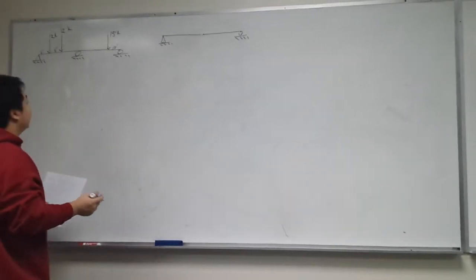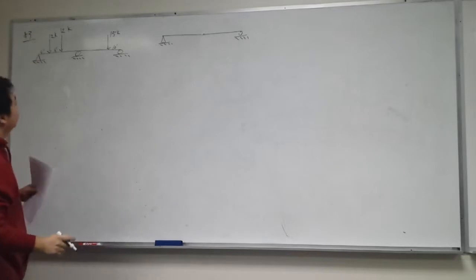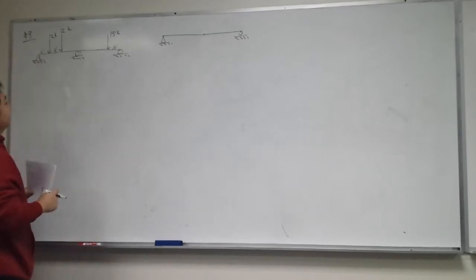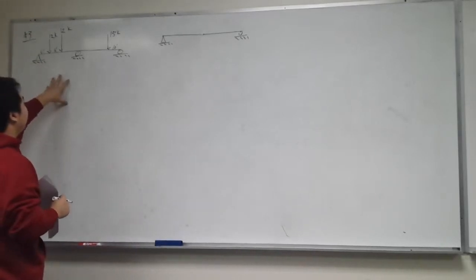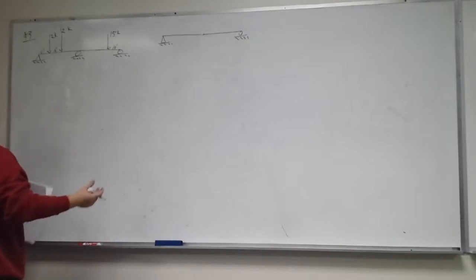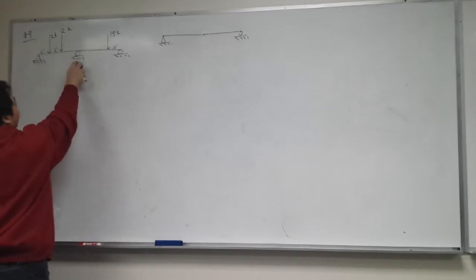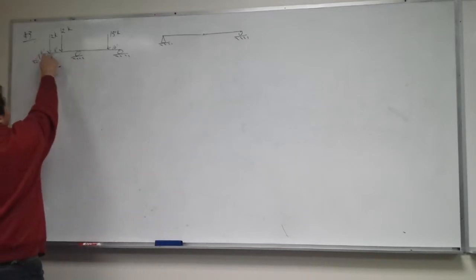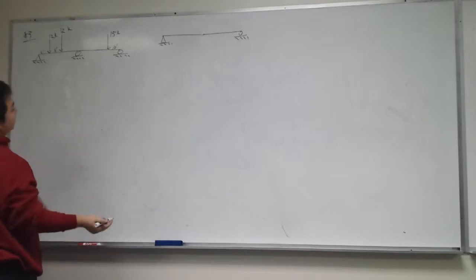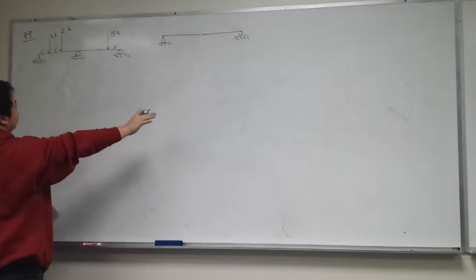Okay, question number 3. You have this. First thing you have to check the determinacy. For the first one, you have 2, 1, 1, so you have 4, and you only have one part. So 4 minus 3 is equal to 1. So you can just use the moment to find all the reactions.